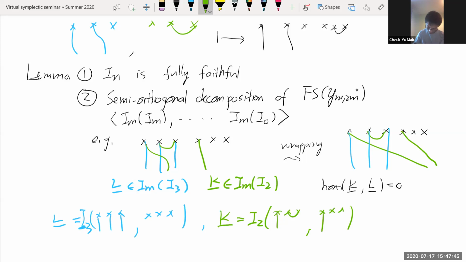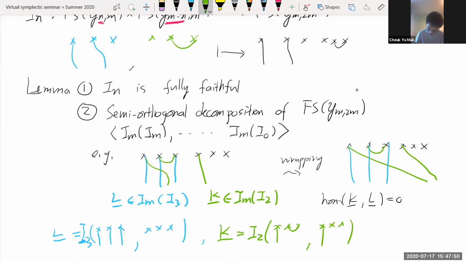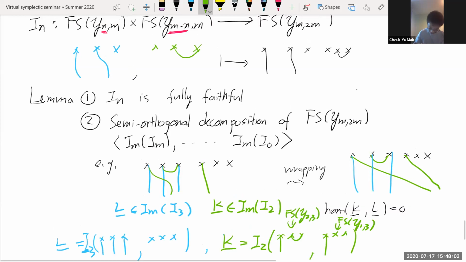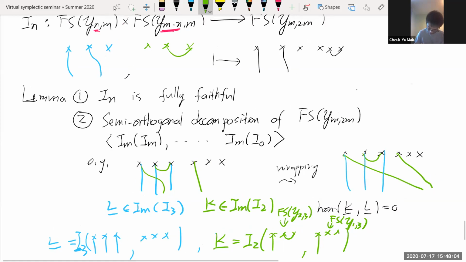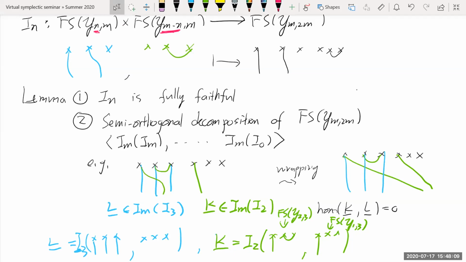So this is inside FS Y23. This is inside FS Y13. Does it make some sense? I think I had missed some details about what Y and M was, but now I get it. Thank you. Okay, that's great.